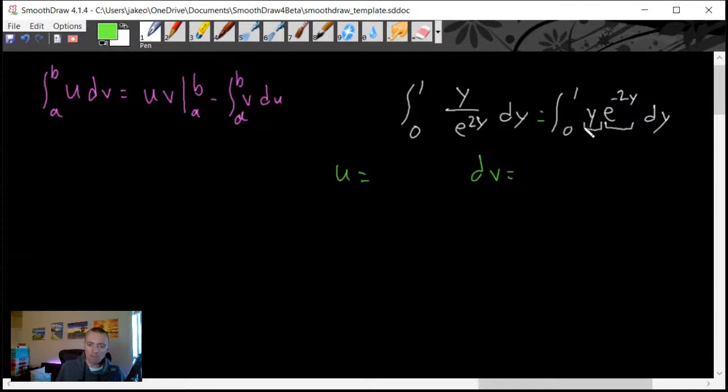However, y is going to be easier to take the derivative of, because if you think about the derivative of y versus the antiderivative, the derivative of y is just 1. If we're taking the derivative of y with respect to y, it's just 1. If we take the antiderivative of y, we're going to have to use the power rule, which is going to make it into a y squared times some constant. Y squared times some constant is clearly a little bit more complex than 1, just a constant number.